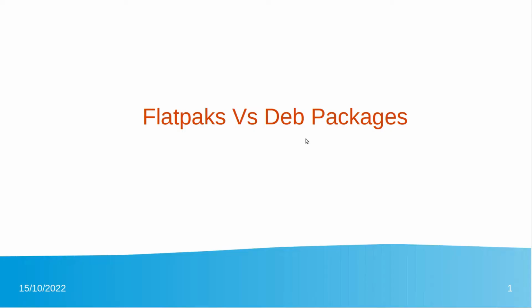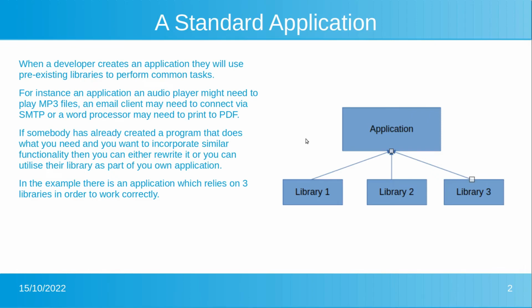Today we'll be discussing Flatpaks versus Debian packages and the pros and cons of each. So in a standard application, such as an email client or word processor or calculator, you'd have a GUI application written in whichever language you choose to use, whether it's JavaScript, Python, C#, whatever. But you wouldn't necessarily write everything yourself.